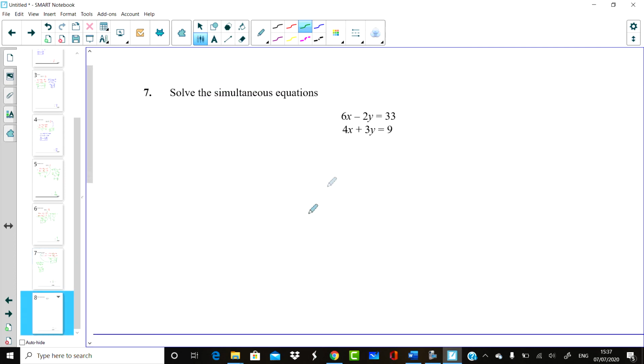And over here, this is the last question. So we have 6x take away 2y is 33, and we have 4x plus 3y is equal to positive 9. So pause the video and give this one a go, and then come back and check the answer to see if you got it right.